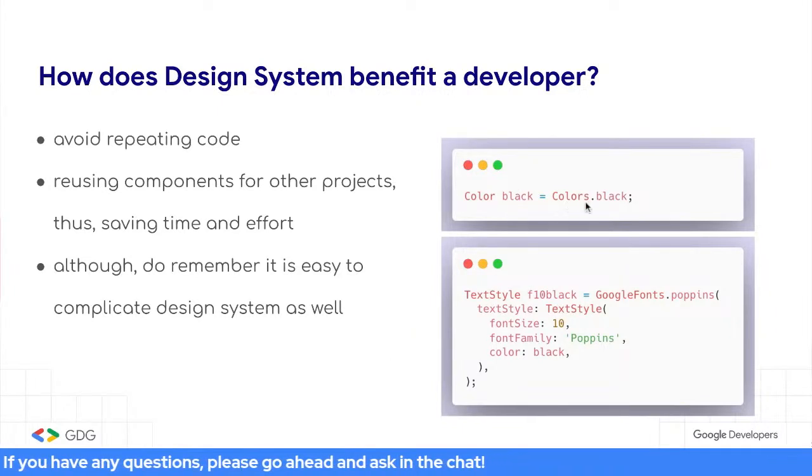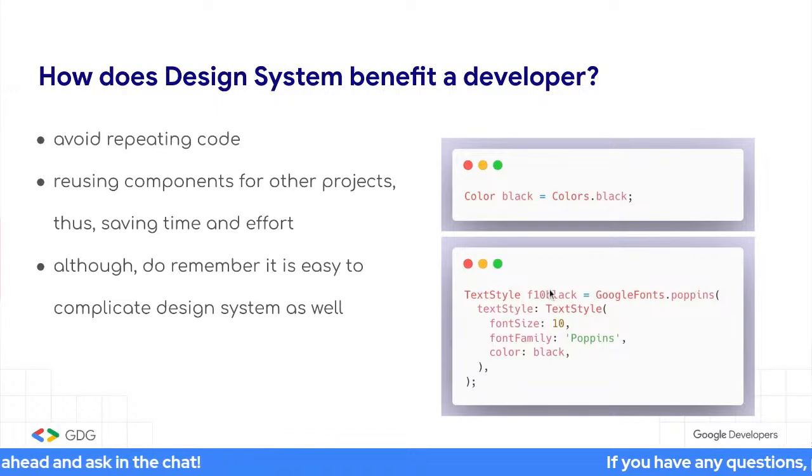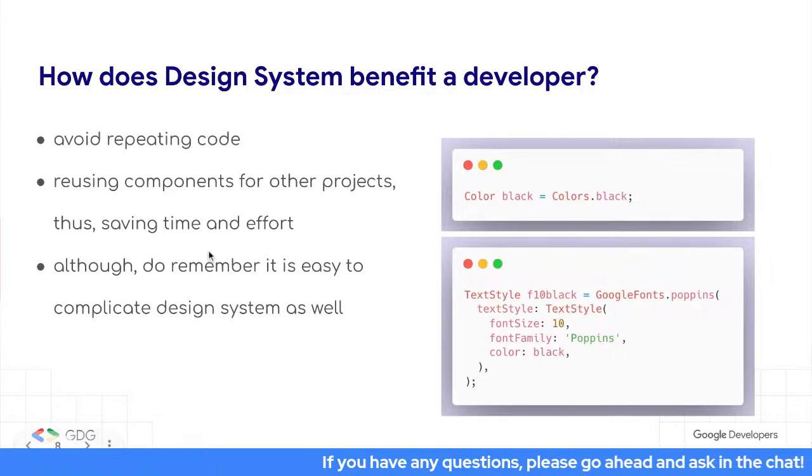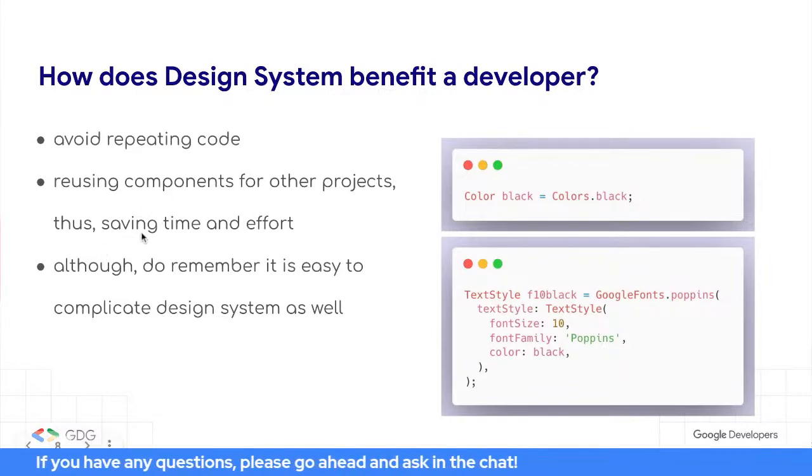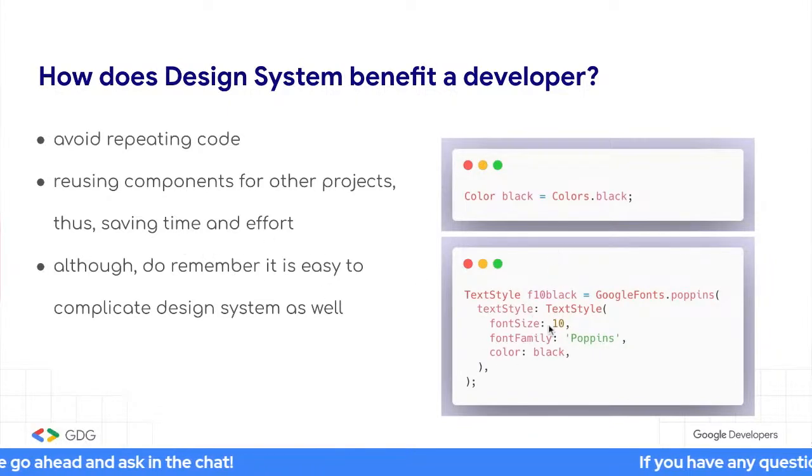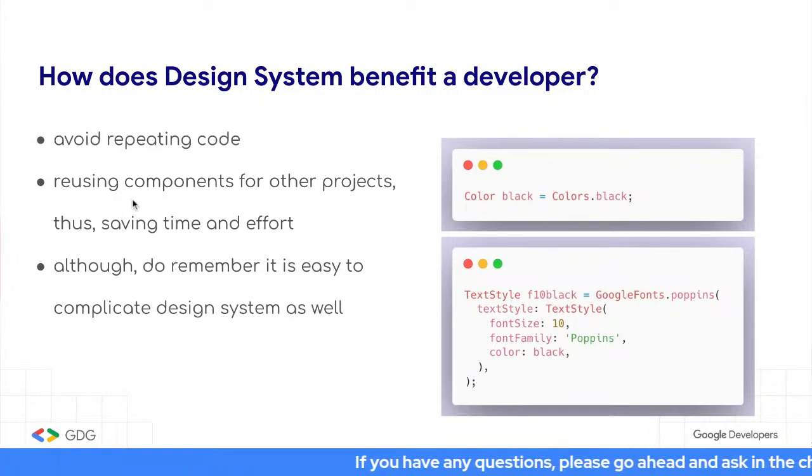The black color is never going to change, so I don't have to do anything here. F10 black is pretty much going to be the same every time. So this way you can reuse the components for other projects, thus saving time and effort. And this is also a way to make your code more efficient by avoiding the repeating of code.